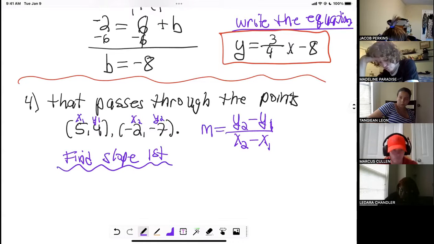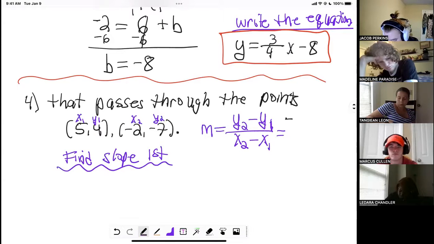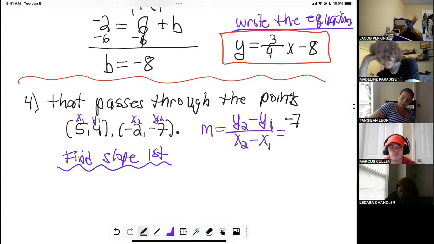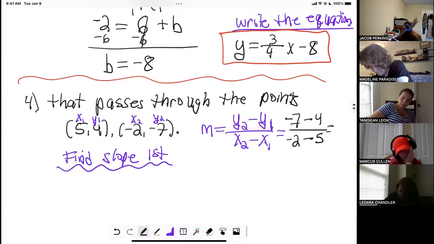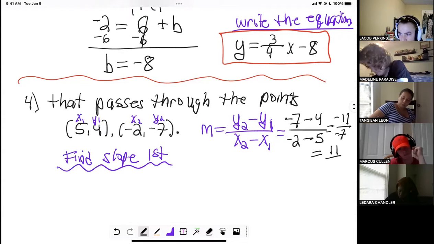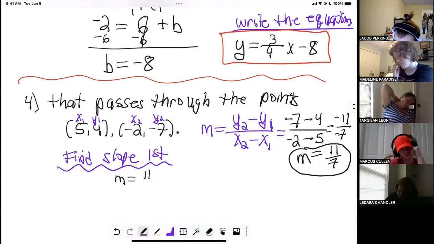So following the formula, I'm going to do it right over here, by the way, on the other side. I actually want to go back to black. Okay. So Y2 is -7 minus Y1 of 4 over X2 is -2 minus X1 of 5. Okay, I get -7 minus 4, -11 over -2 minus 5 is -7, but that will simplify to 11 over 7. So there's my slope. I found my slope. M is 11 over 7.